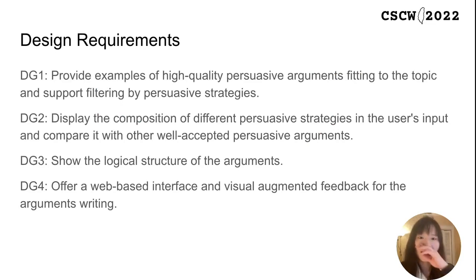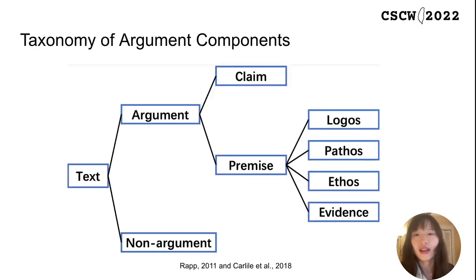And the first one is provide examples of high-quality persuasive arguments fitting to the topic and support filtering by persuasive strategies. And second one is that display the composition of different persuasive strategies in the user's input and compare it with other well-accepted persuasive arguments. The third one is that show the logic structure of the arguments and also offer a web-based interface and visual augmented feedback for the arguments writing.